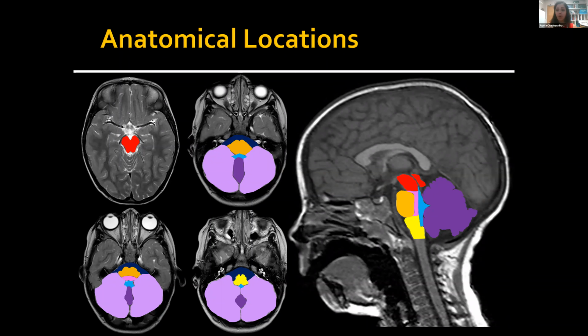Anteriorly, we've got the prepontine cistern and other CSF spaces, and this is a really good space to check for tumour growth. I'm not sure how well this will come through, but I've just coloured in the foramina of Luschka as well, and again, they're really good to check for tumour extension.